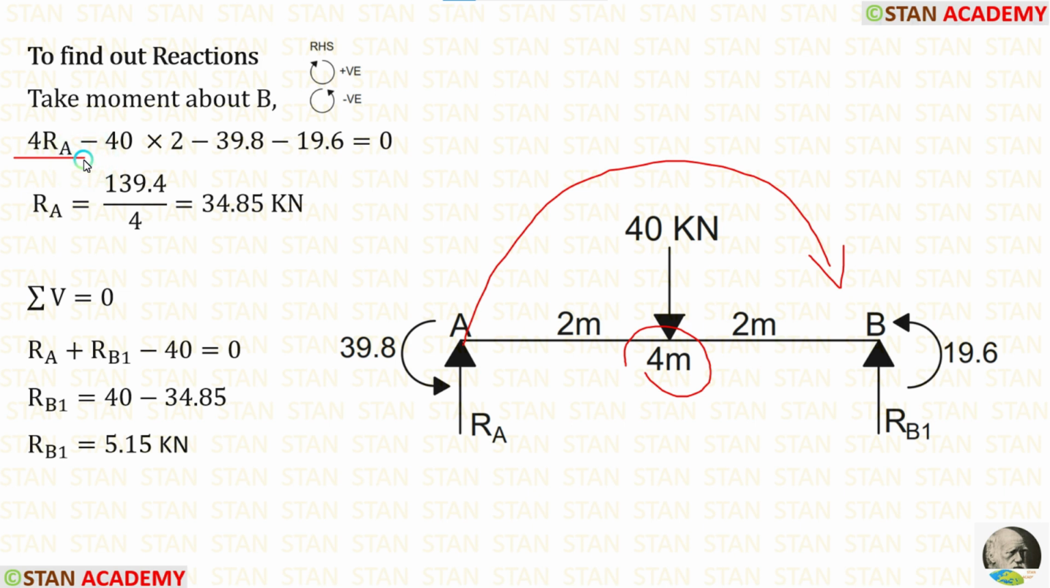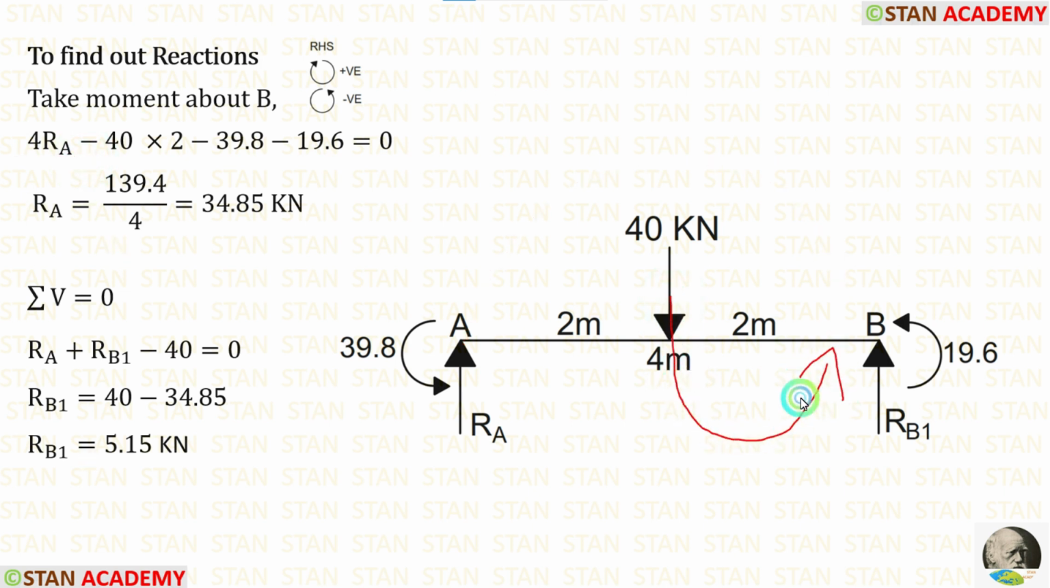For RA, the point load 40 kN is acting towards the point B in the anticlockwise direction, so it will be negative and the distance is 2 meter. Then we have two moments, both of them are acting in the anticlockwise direction, so both of them will be negative. Finally, we are getting RA. By applying the rule sigma V is equal to 0, we can find out RB1.